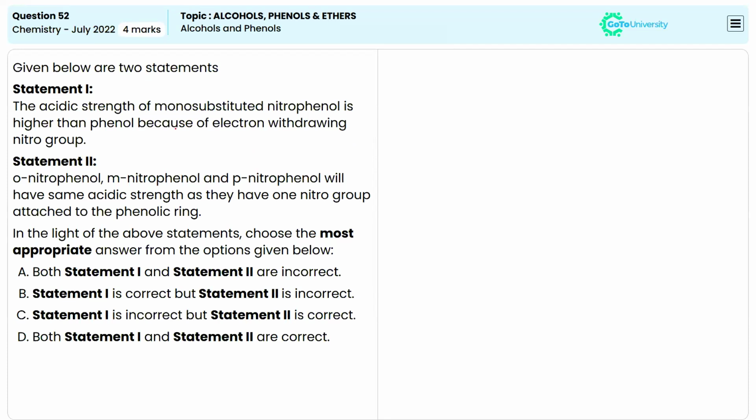The next question, we have two statements. We have to identify the correct option based on these two statements. The first one: the acidic strength of the monosubstituted nitrophenol is higher than phenol because of the electron withdrawing nitro group. And the next one: orthonitrophenol, metanitrophenol, and paranitrophenol will have the same acidic strength as they have one nitro group attached to the phenolic ring.